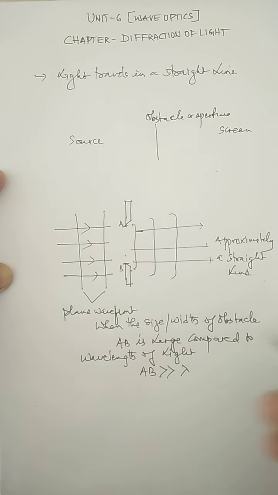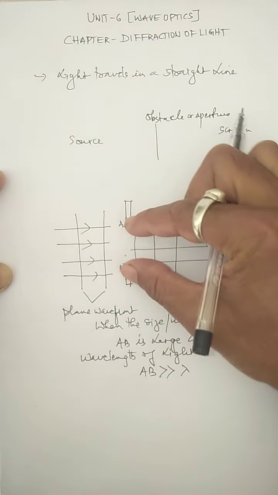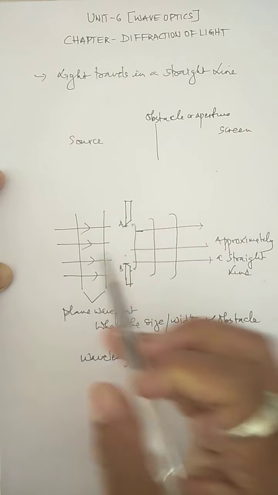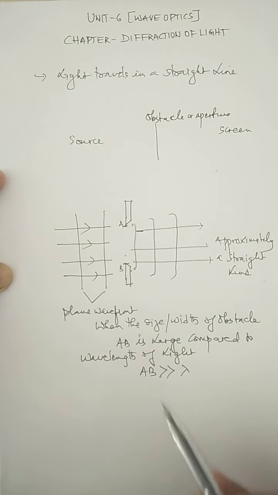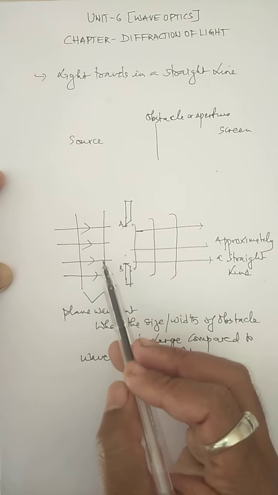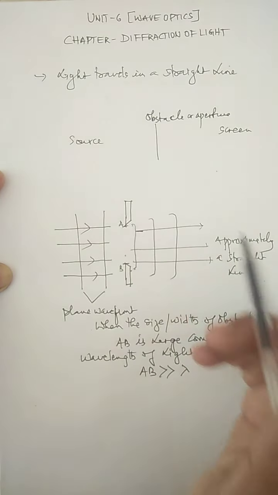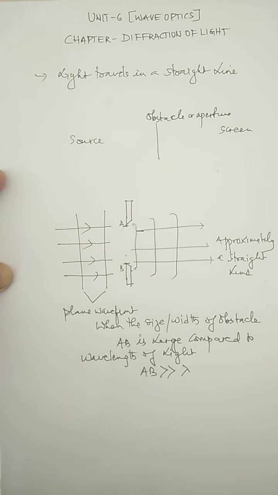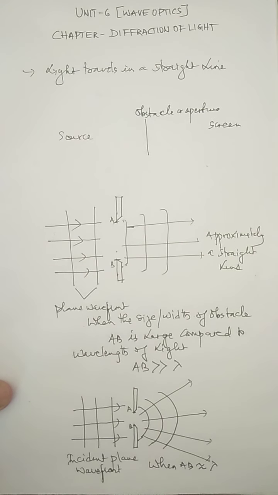That's why, children, in order to define diffraction of light, the size of the obstacle or aperture should be comparable to the wavelength of light. It doesn't mean that when you pass light from a source through any small hole, it will show diffraction. There is a condition for diffraction of light. The explanation I just made can also be understood with the help of this diagram.